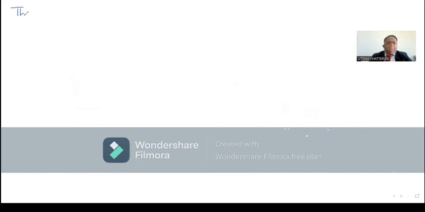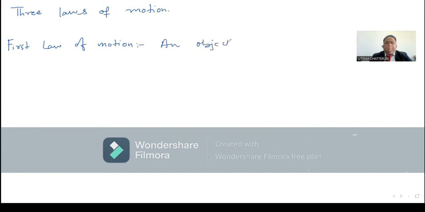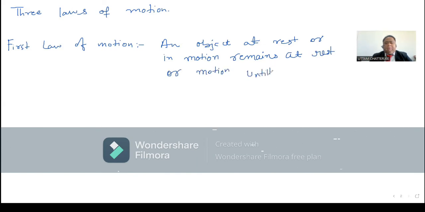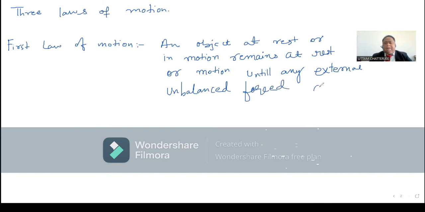So there are three laws of motion. The first law says an object at rest or in motion remains at rest or in motion until any external unbalanced force acts on it.